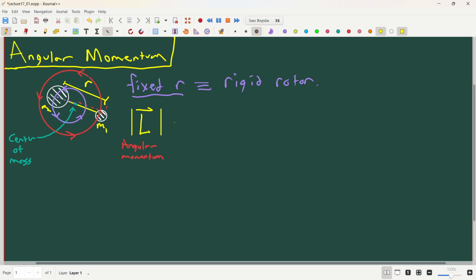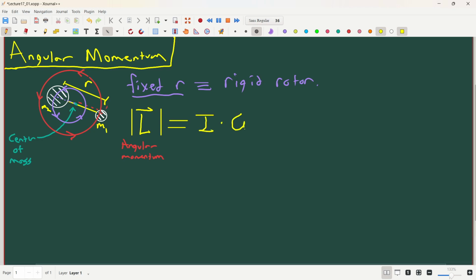Remember, we think about momentum. Momentum is a vector. It has a direction, right? But we want to think about the magnitude of the angular momentum here. How fast is it spinning? And I wrote this equation down last time. It's equal to I, the moment of inertia, times the angular frequency. So this is what's called the moment of inertia.